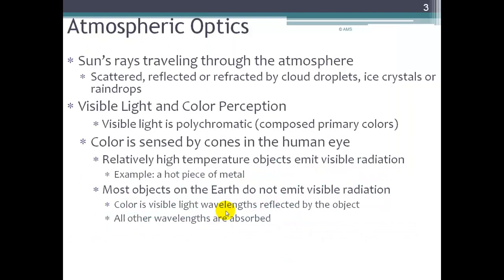So atmospheric optics all have to do with the sun's rays traveling through the atmosphere. And as we've learned, when the sun's rays enter the atmosphere, they're either scattered or reflected, or in our case, what we're looking at in this chapter, refracted. So we'll talk about refraction in just a moment, but refraction happens by cloud droplets, ice crystals, or raindrops. Visible light, as you'll recall, is one portion of the electromagnetic spectrum, and it happens to be the portion that our eyes are designed to see.